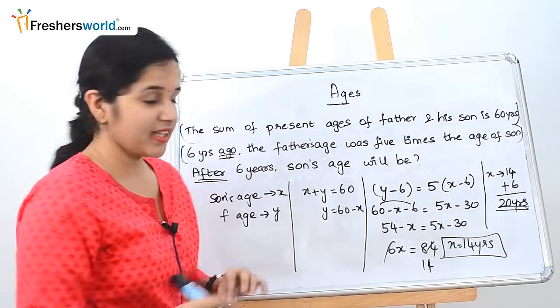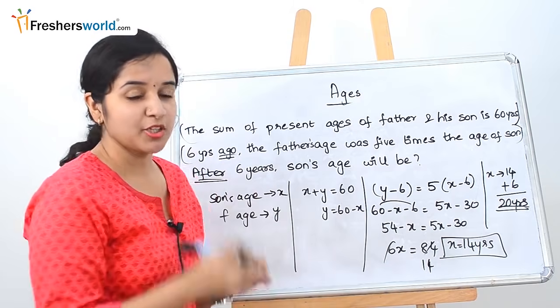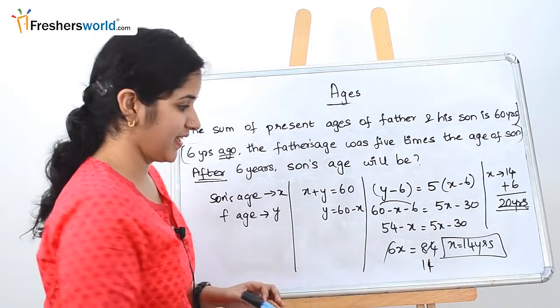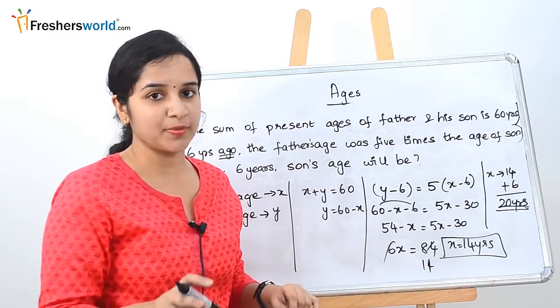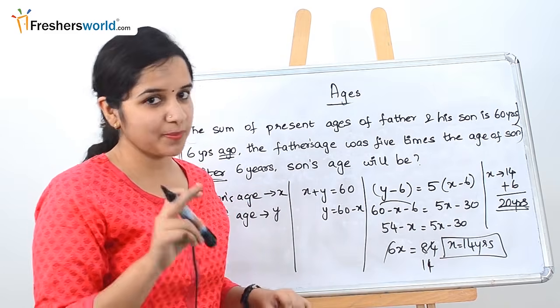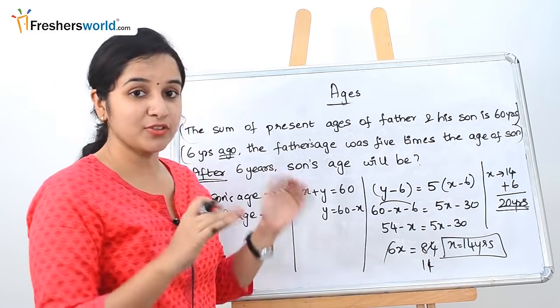As I always say, read your question 2-3 times to understand what they are exactly asking. As for the previous sum, they will also be 14 in your option. But make sure, are they asking for the present age of son or are they asking for something else?